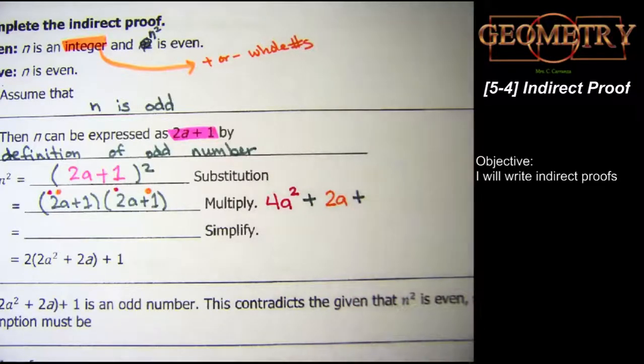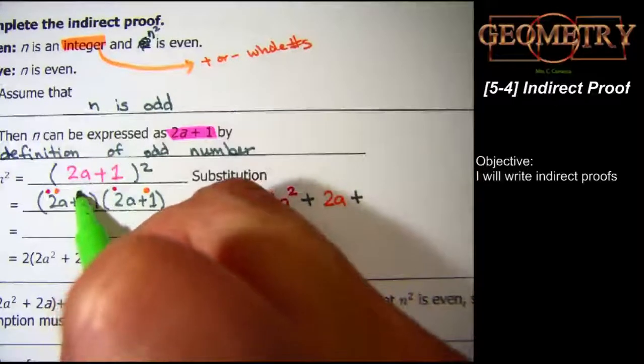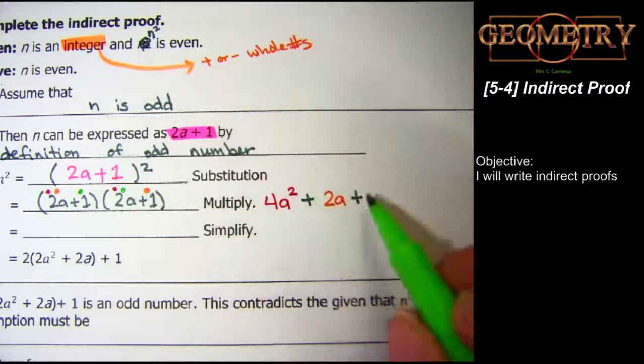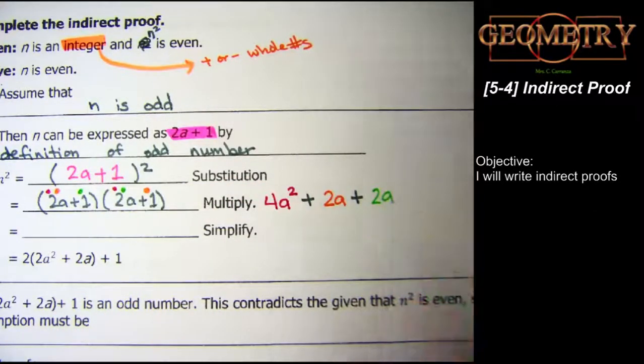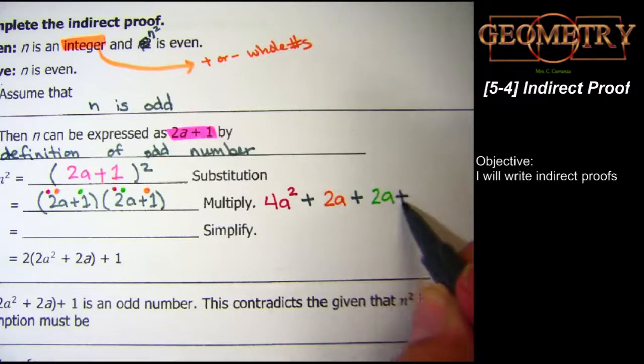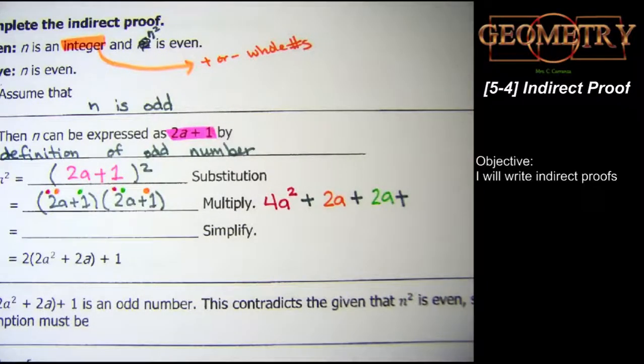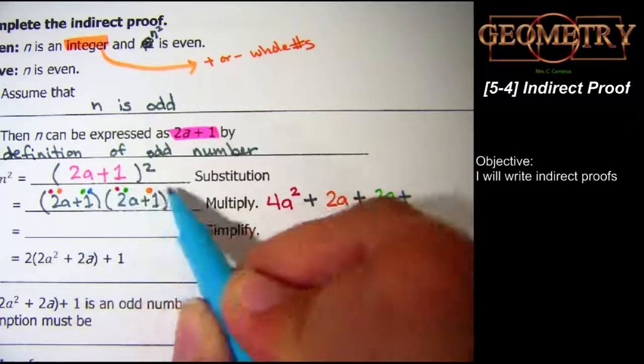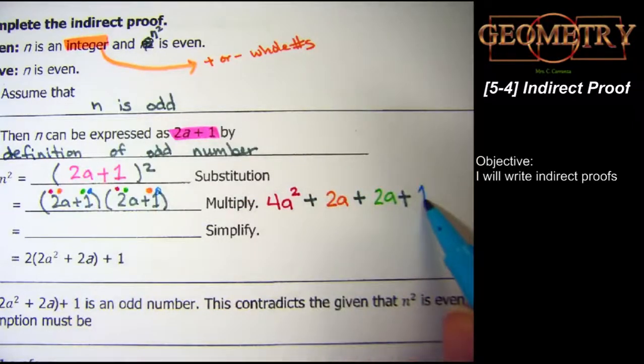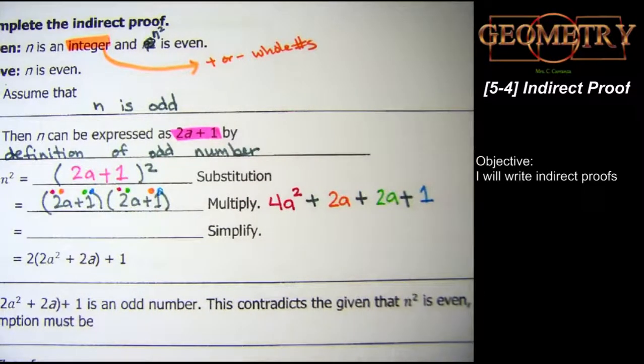I'm going to add to that whatever I get when I multiply this second term by this first term. 1 times 2a is 2a. And then I'm going to add to that the final multiplication, those two terms, 1 times 1 is 1. You likely learned this with the little rainbows or the headphones or the little arcs.